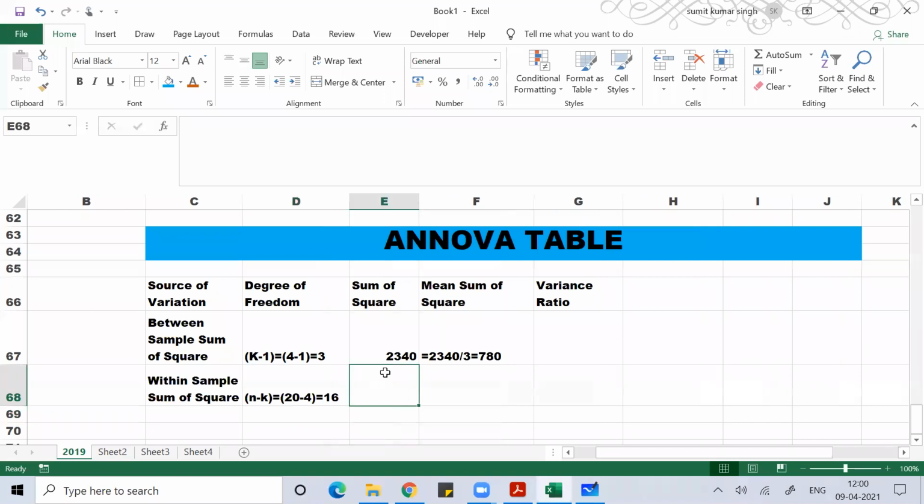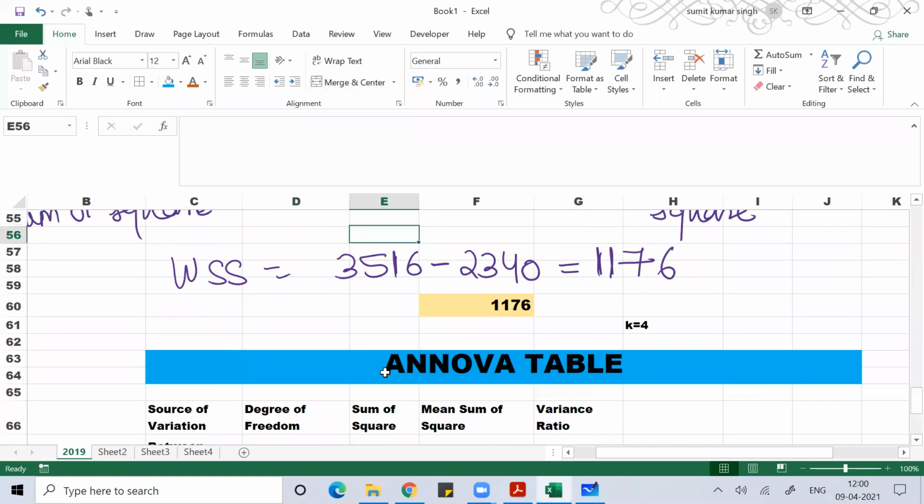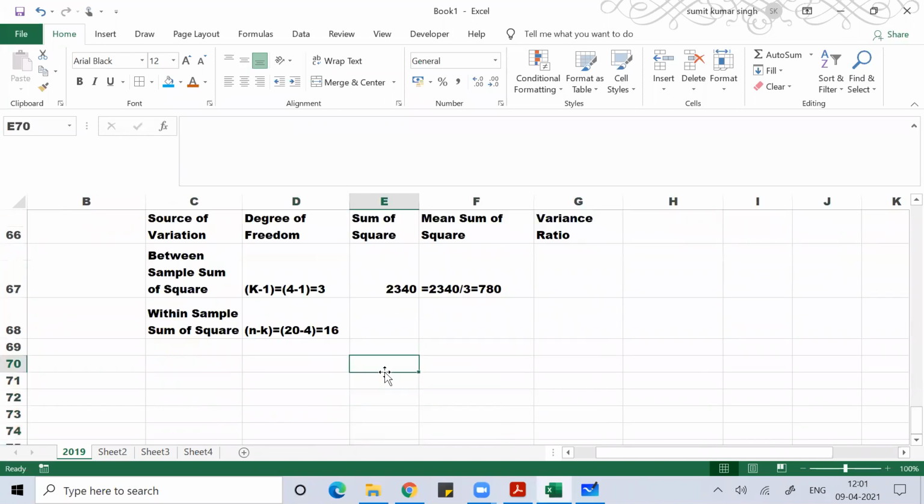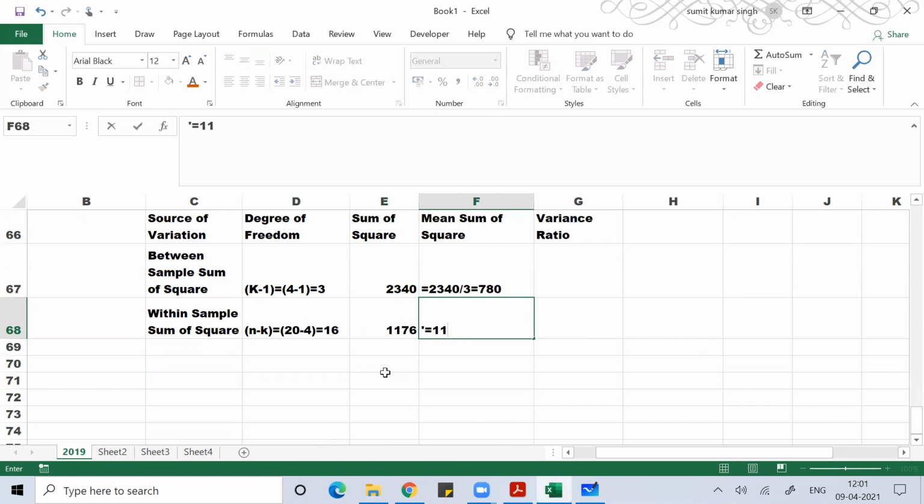Okay, and the within sample sum of squares you got is 1176. What is the mean sum of squares? That is 1176 divided by 16. 1176 divided by 16, and you get 73.5.